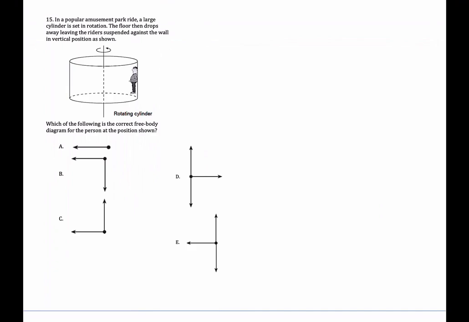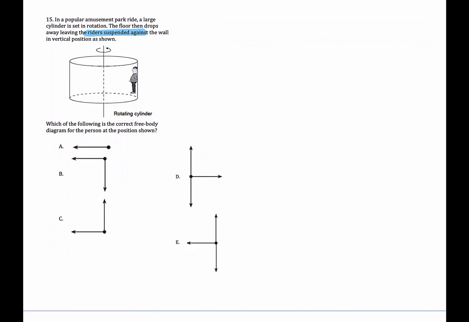The first related question is about a person in an amusement ride in a rotating cylinder, and we need to draw the free body diagram. We need to select the correct free body diagram of the person as he is rotating with great speed in this cylinder. The question mentions a few details. For example, when the cylinder is rotating with great velocity, suddenly the floor drops and the riders are suspended. This means that the riders stay there. That's because of the great speed that the cylinder has.